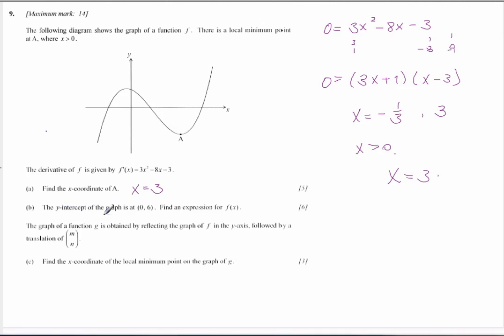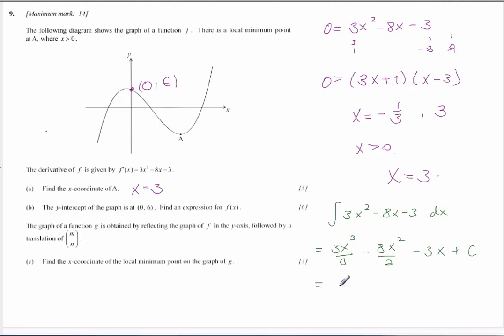Now, the y-intercept of the graph is 0, 6. So here is 0, 6. Find the expression for f of x. Well, we know f prime of x, so how would we find f of x? You have to integrate it. So integrate 3x squared minus 8x minus 3 with respect to x, and then you should get 3x cubed over 3 minus 8x squared over 2 minus 3x plus c.